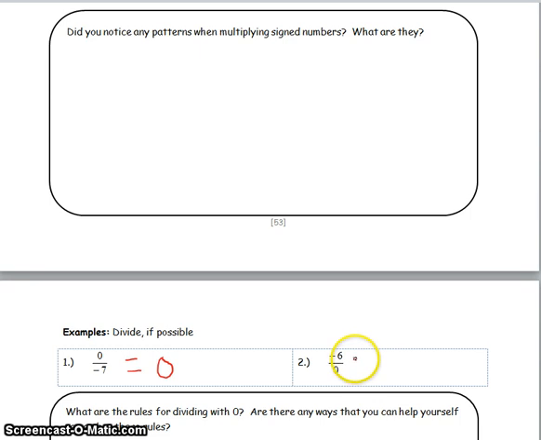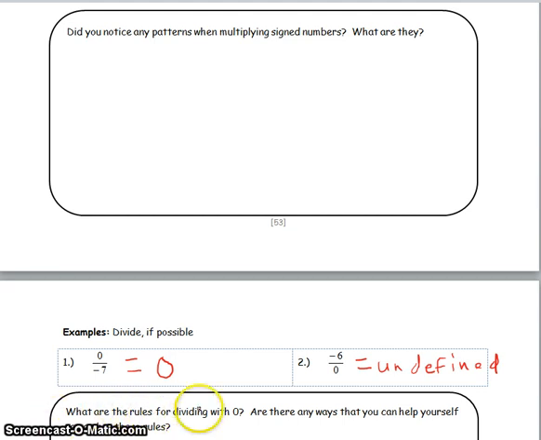Now we come to number 2. Negative 6 divided by 0. Any number except 0 divided by 0 is undefined. Now that completes those two problems.